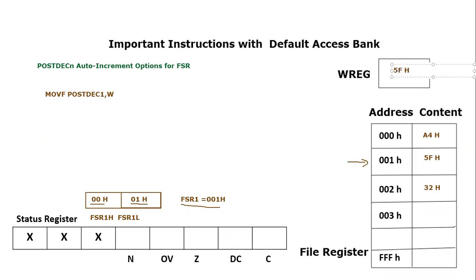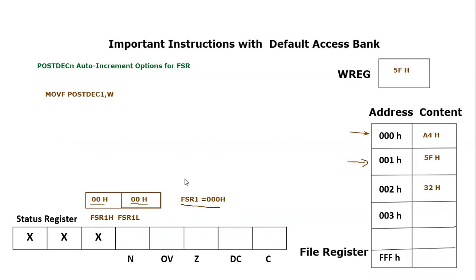One thing more: since the function has already operated on this file location, now there will be a decrement in FSR. So the FSR value will no more point to 001 hex, rather it will be decremented and it will point to this address. So FSR1 will be decremented and it will become 000 hex, and FSR1 specifically is modified to 00.